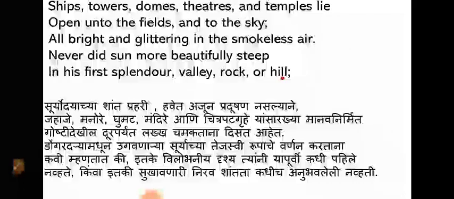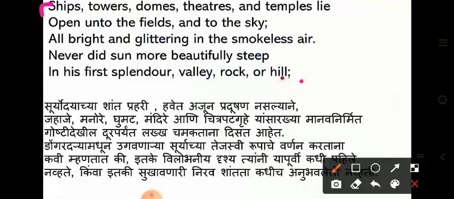What about this next five lines? Look at here. Ships, towers, domes, theatres, and temples lie upon unto the fields and to the sky, all bright and glittering in the smokeless air. Never did sun more beautifully steep in his first splendor, valley, rock, or hill. So, what about the meaning of the given lines?